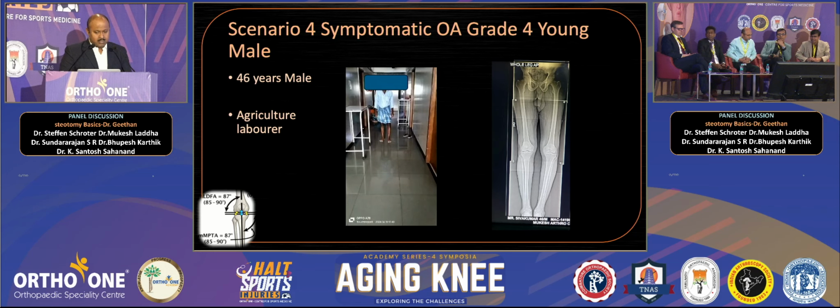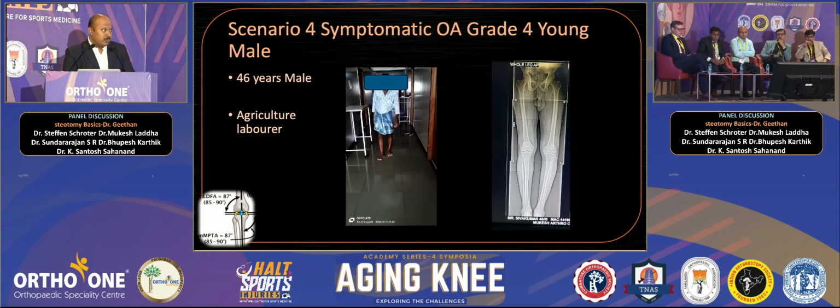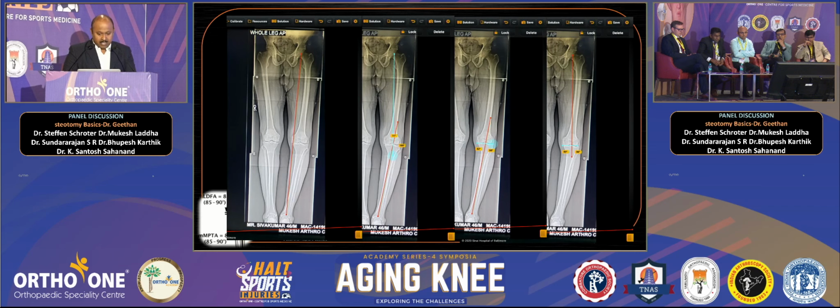Agree. Okay. Another scenario: it's a grade 4 osteoarthritis in a young active male. He's in agricultural labor. He's again severely disabled due to the pain and also the abnormal gait. These are his X-rays, alignment X-rays. It shows 11 degrees of varus. Proximal tibial angle is 82 and distal femoral angle is 90 degrees. Grade 4 OA in a young and active male of 40 years of age.